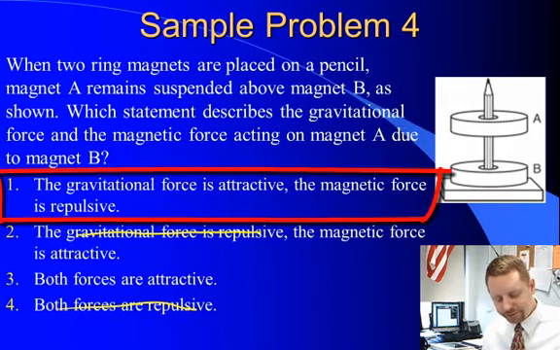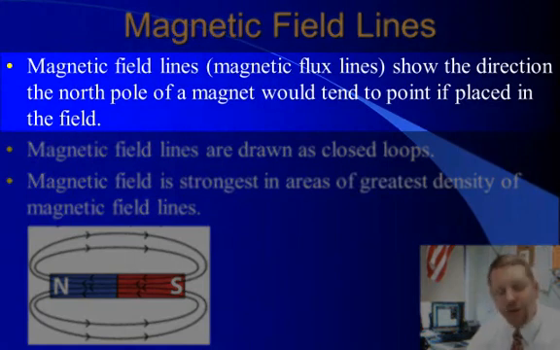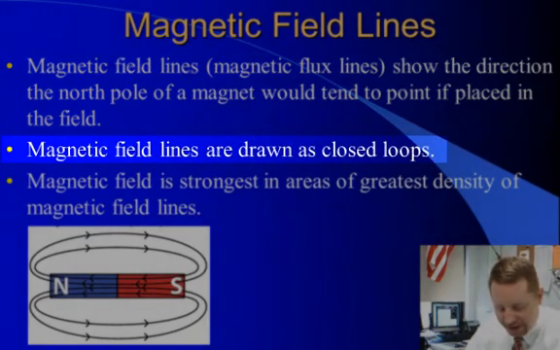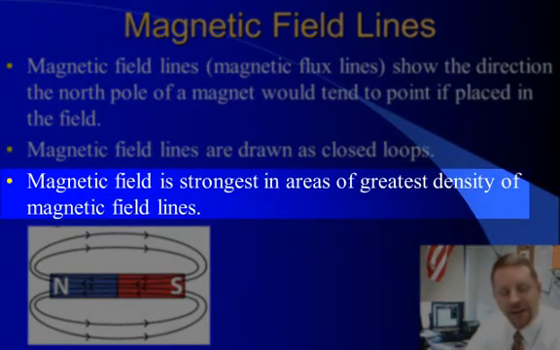Answer number 1. Now, magnetic field lines, or magnetic flux lines, show the direction the north pole of a magnet would tend to point if placed in the field. And this is very similar to what we did with electric field lines or gravitational field lines. Magnetic field lines are drawn as closed loops, and the magnetic field is strongest in areas of the greatest density of magnetic field lines.